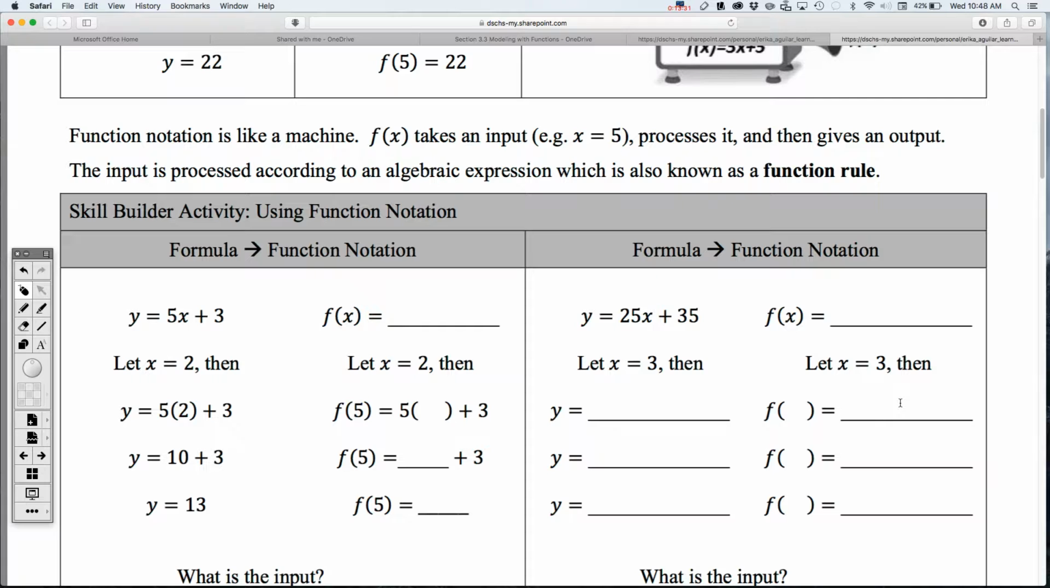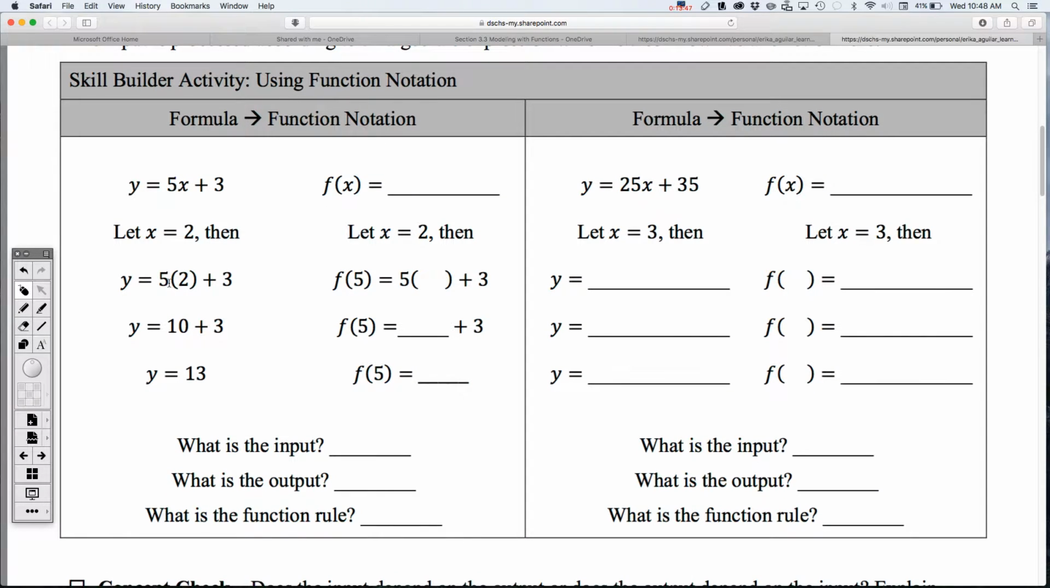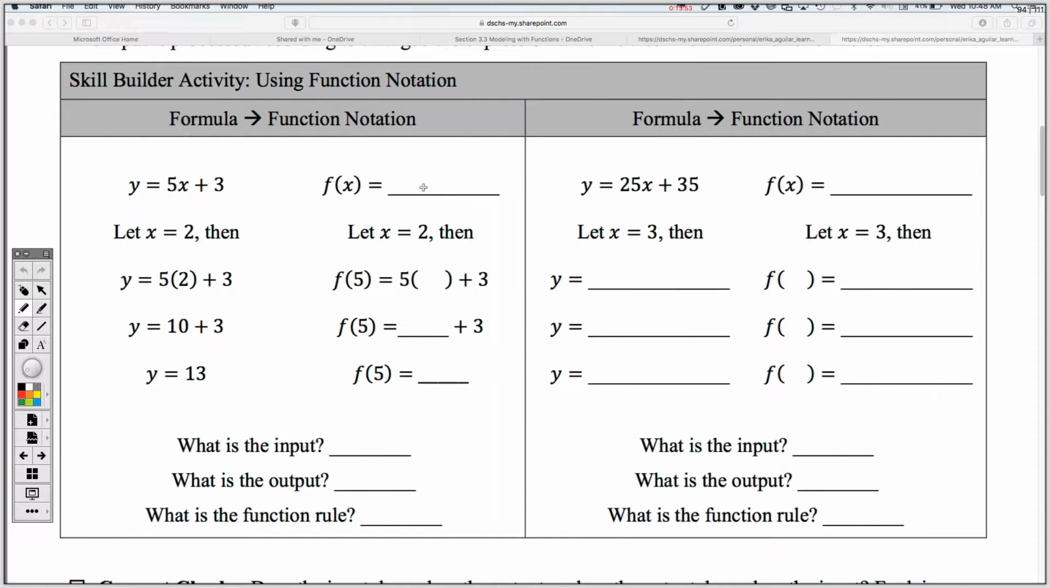This takes an input, example, x equals 5, processes it, and then gives an output. The input is processed according to an algebraic expression, which is also known as a function rule. So we have this formula here. Now, as function notation, what would it look like? How would I write this over here? So go to your notes if you need help.